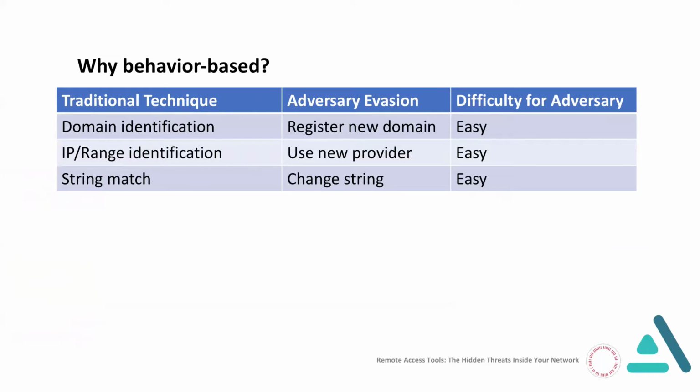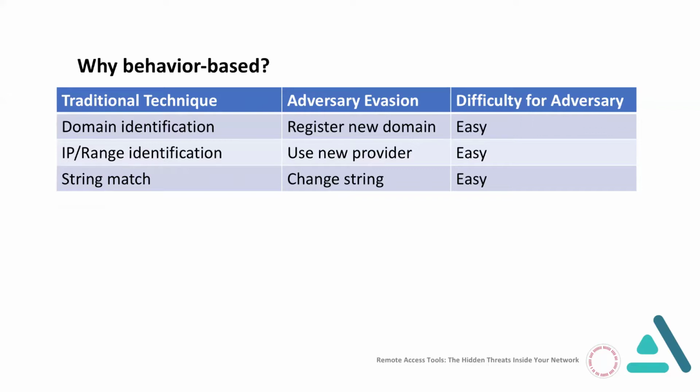So why do we want to do behavior-based? This table that I have up here, these are traditional techniques. These are the whack-a-mole styles, right? If you identify a domain associated with some remote access tool, it's probably only relative to that remote access tool. So if an attacker changes a remote access tool, that's a problem. They can simply just register a new domain, etc. Right? So it's very easy for an adversary to avoid detection or to move on.